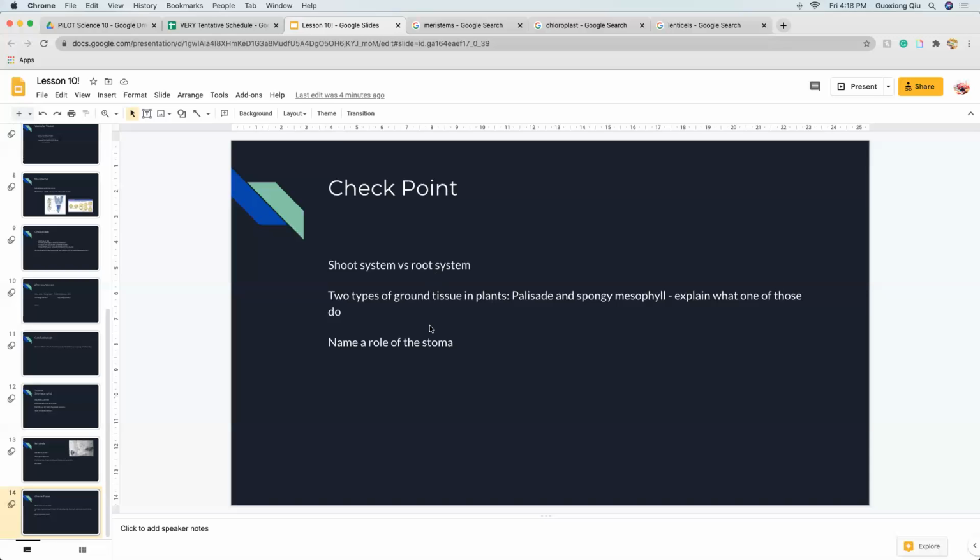Now, last part of the checkpoint. Name a role of the stoma. It does a few things. Name one thing it does. One of the things. Or if you want to show off, you can name as much as you know. The stoma helps the diffusion of CO2 into the palisade tissue. Mm-hmm. And it has a greater efficiency in the intake of gases. Mm-hmm. It's also regulated by guard cells. Yes, beautiful. Okay.